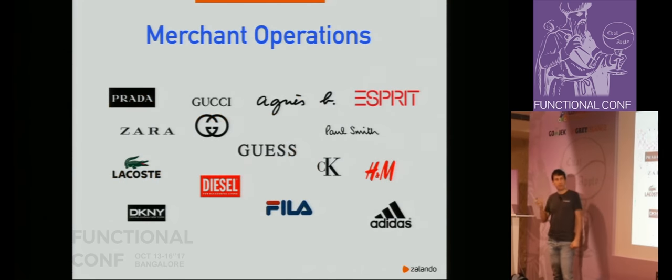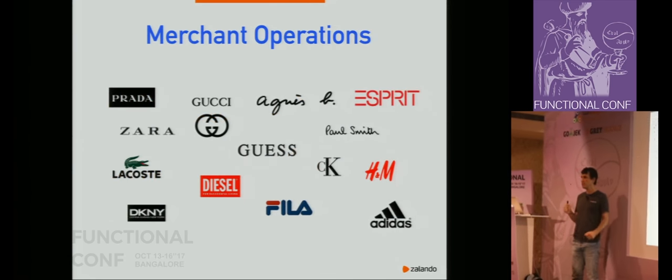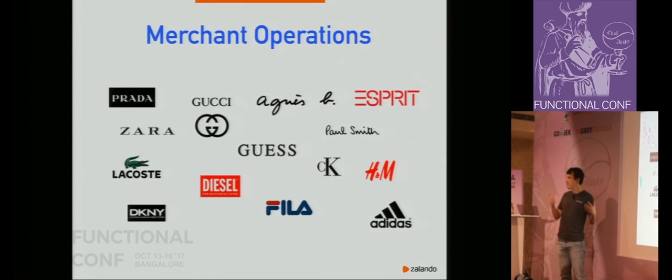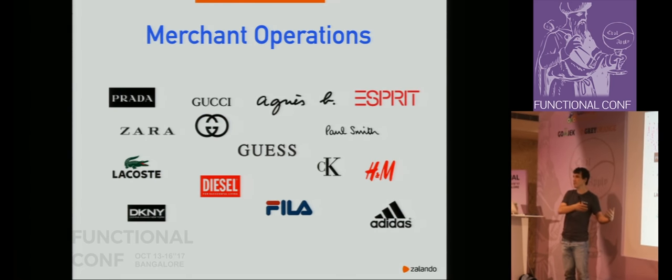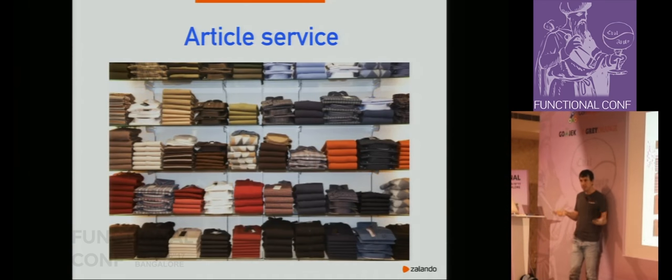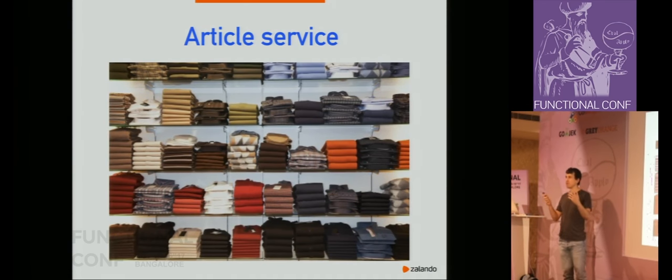And in my department, called Merchant Operations, what we do is that we onboard merchants and we let them sell their own articles on the Zalando platform. So if you are like Zara, you can say, okay, I have some stuff to sell too, and I can use Zalando as a platform to sell my own stuff. And in the context of this department, we had a small microservice to produce called the article service.